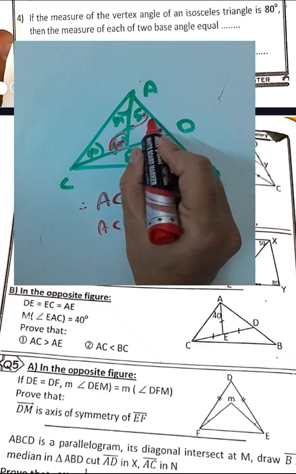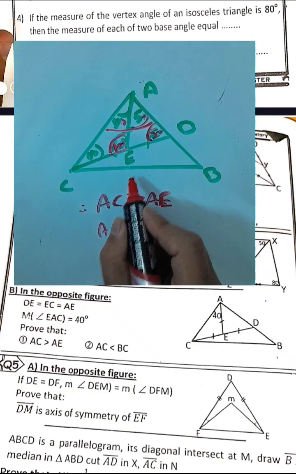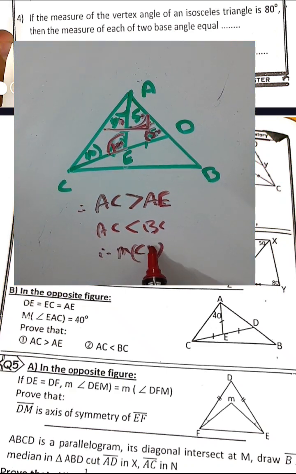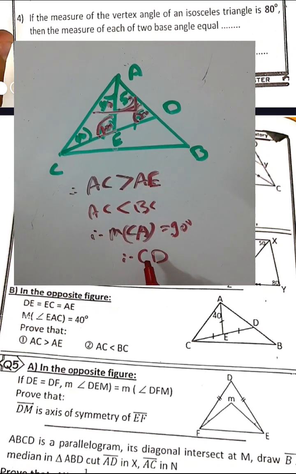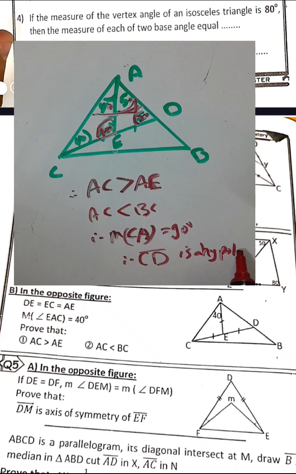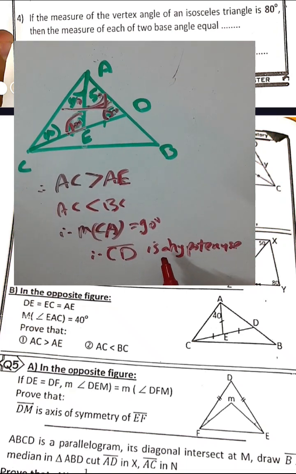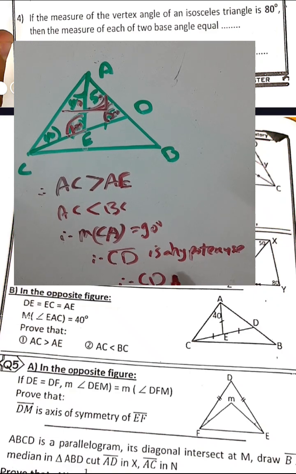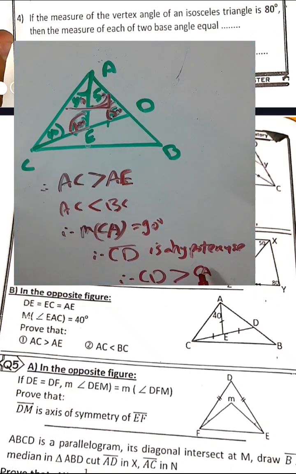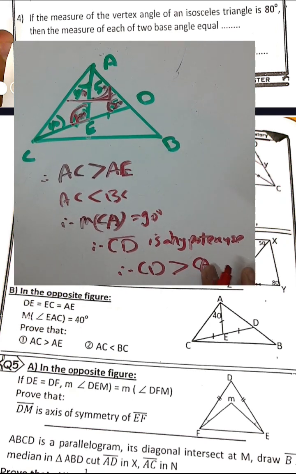In this triangle, we have 40 plus 50, which will be 90. It's a right angle. Then the measure of angle A equals 90 degrees. Then CD is the hypotenuse. We call it the hypotenuse. Then CD will be greater than any side length in the triangle, greater than CA or greater than AB.